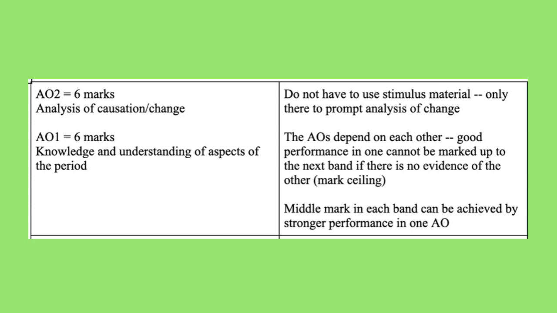It's also worth noting that the AOs depend on each other, so that means that if you do really well in one of them, but you haven't included anything from the other one, so for example, you've got loads of knowledge in there, but you haven't actually analysed the change, then unfortunately you hit what's called a mark ceiling, so you can't actually progress into the higher bands for this question. So it's really important that you're analysing the causation and change, and you're using your own knowledge to do that, to explain why.